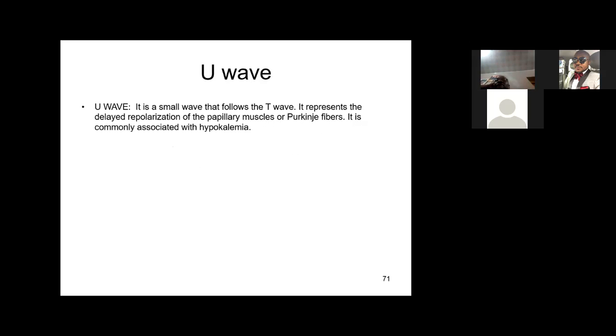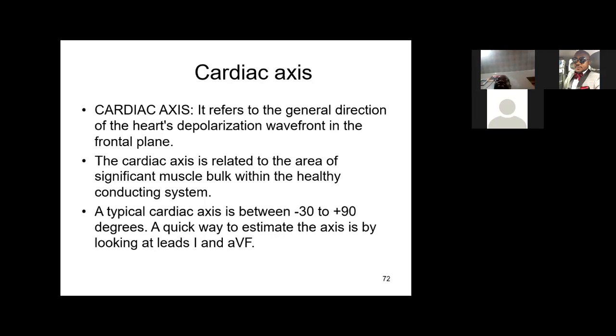The U wave is a small wave that follows the T waves. It represents the delayed repolarization of the papillary muscles or Purkinje fibers and is commonly associated with hypokalemia. Cardiac axis. I should have mentioned this earlier, but here we go. It refers to the general direction of the heart's depolarization wavefront in the frontal plane. The cardiac axis is related to the area of significant muscle bulk within the healthy conducting system. A typical cardiac axis is between -30 to +90 degrees.